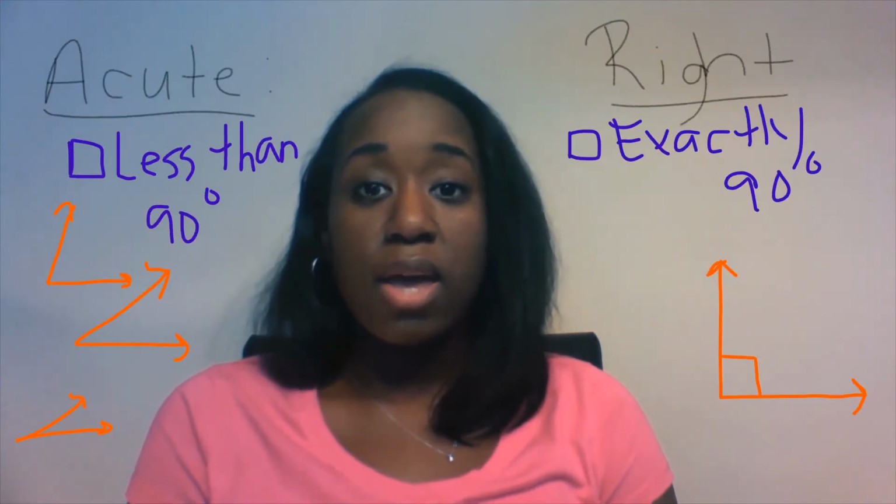Let's just review what is an angle. Remember that an angle is two rays that share an endpoint. Also, let's reflect on what is an acute angle. An acute angle is an angle that measures less than 90 degrees. A right angle is an angle that measures exactly 90 degrees.